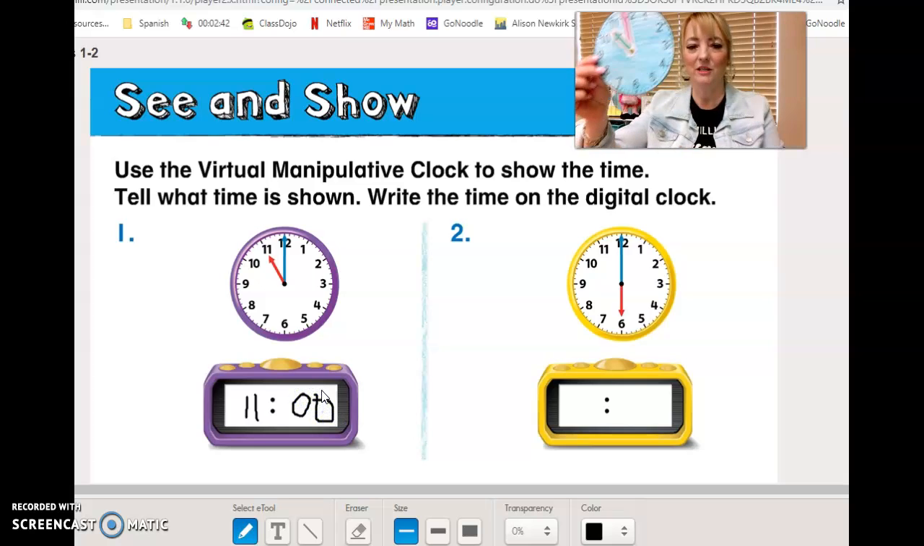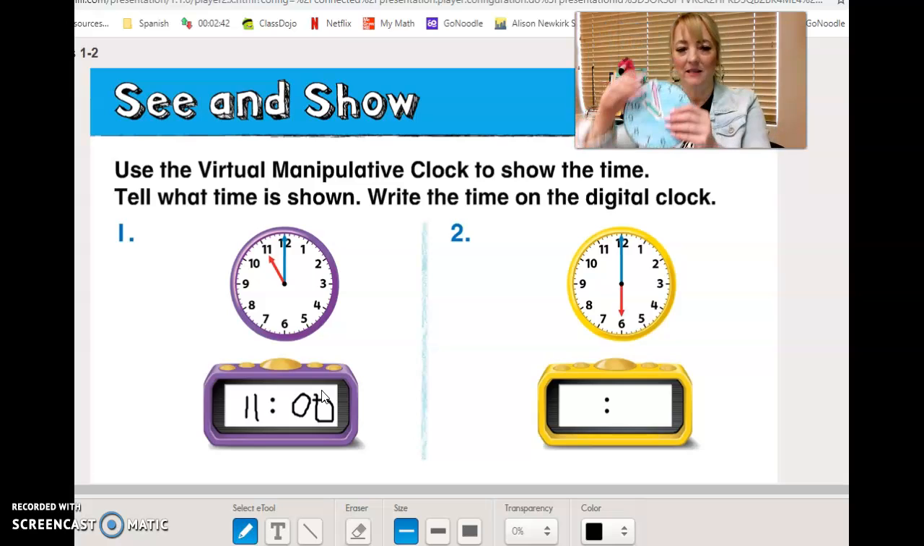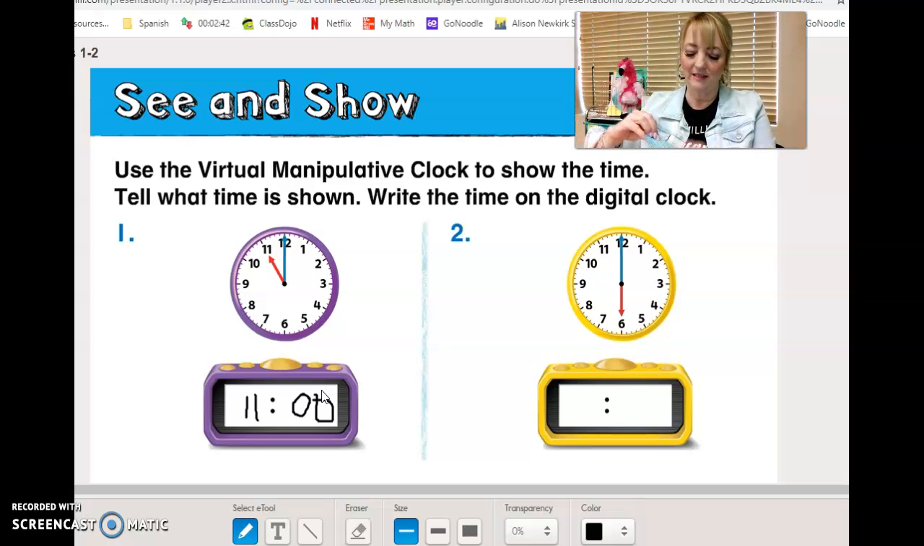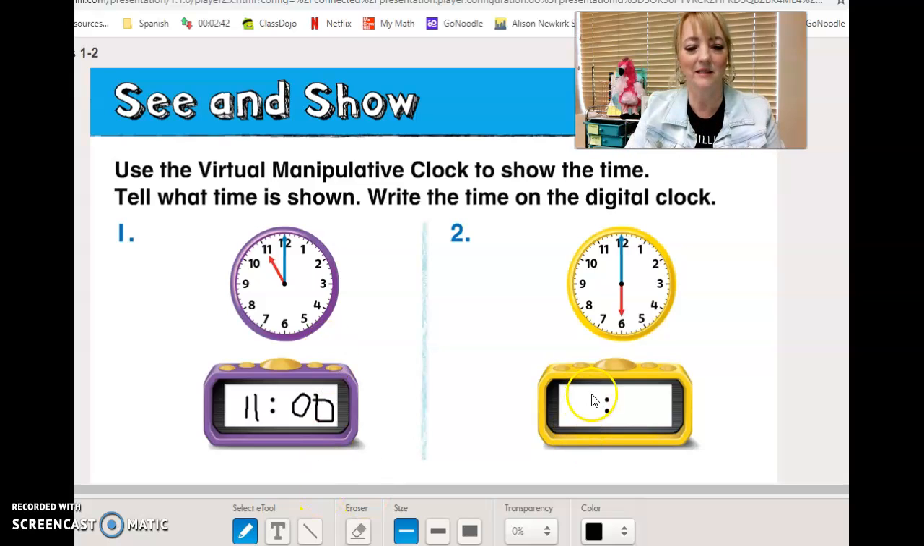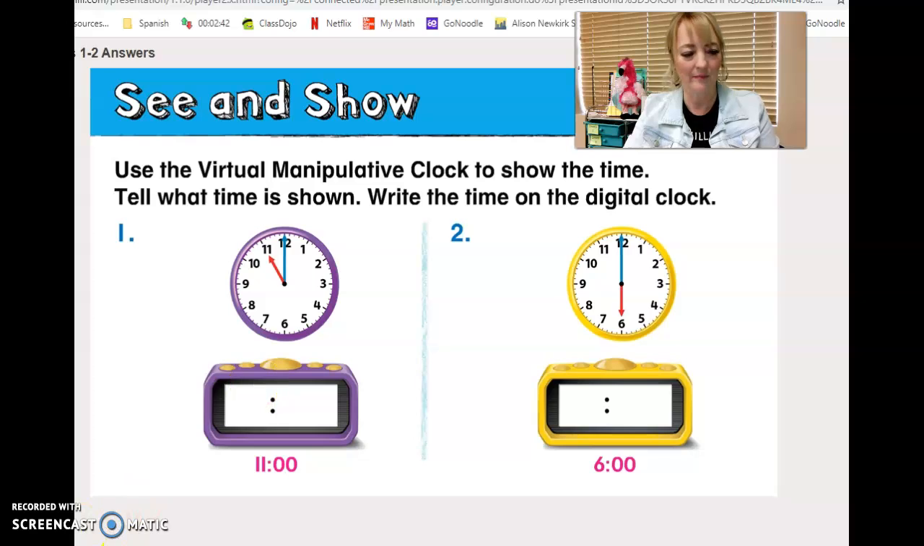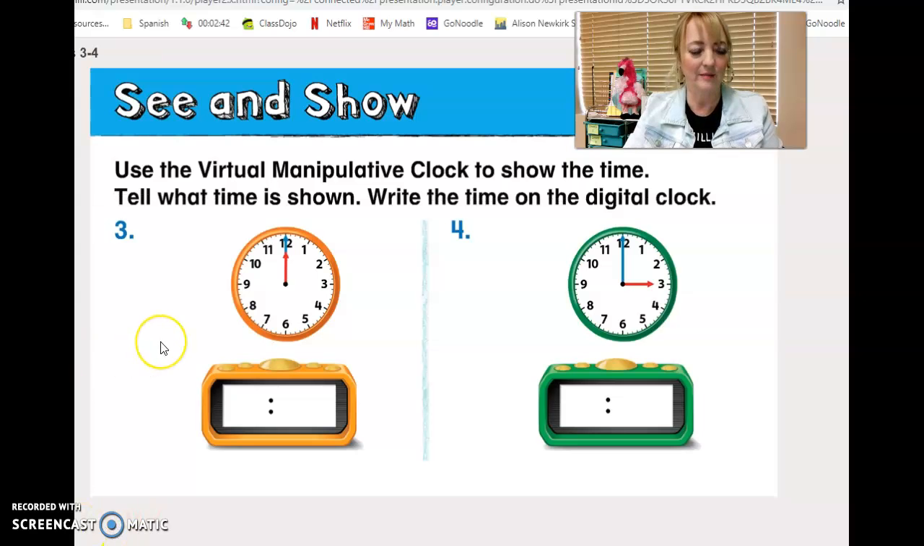Okay, let's check number 2. It looks like the hour hand goes straight down towards the 6. So we would say 6 o'clock. So we'll write the 6 o'clock. 0 minutes on the clock. Brand new hour.